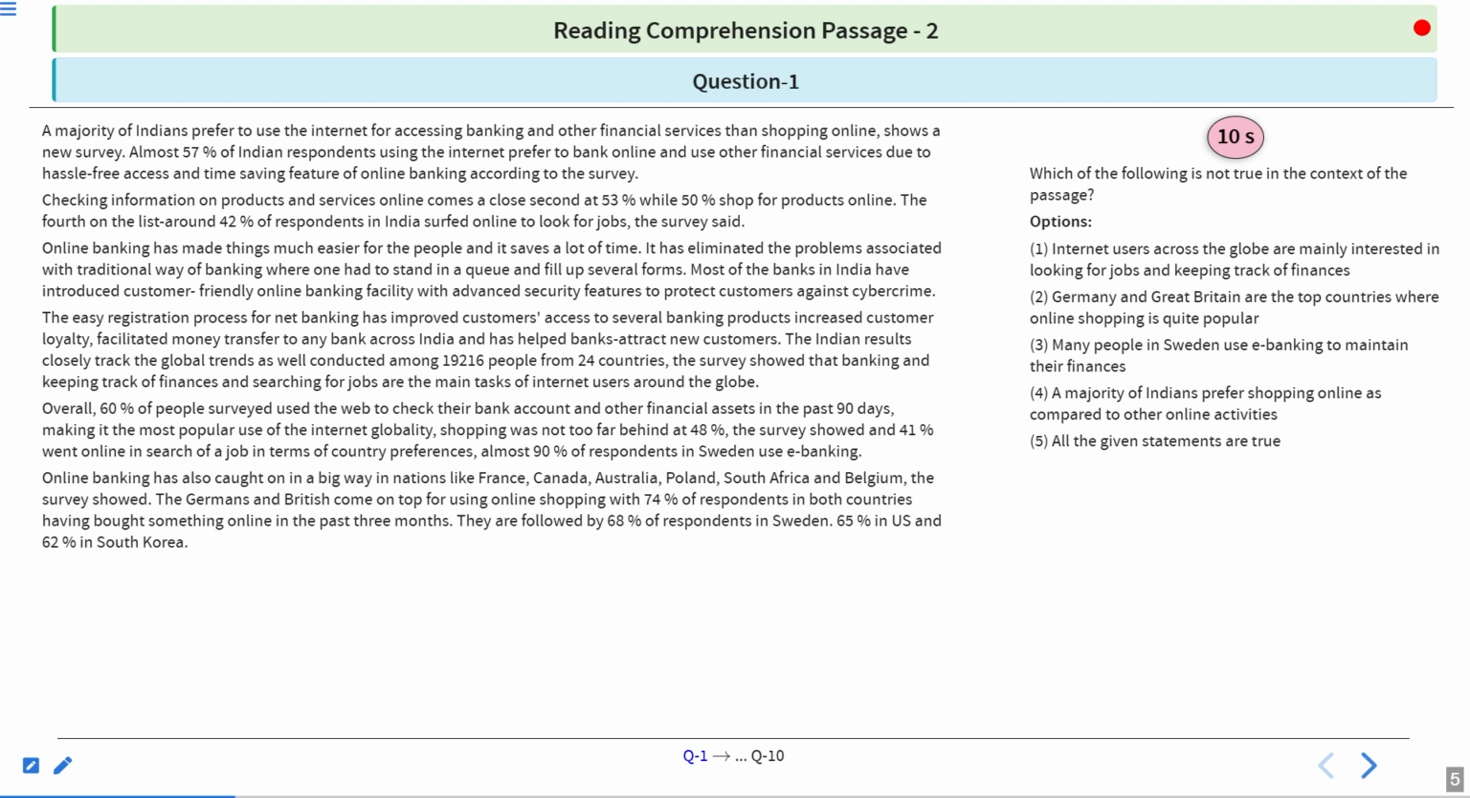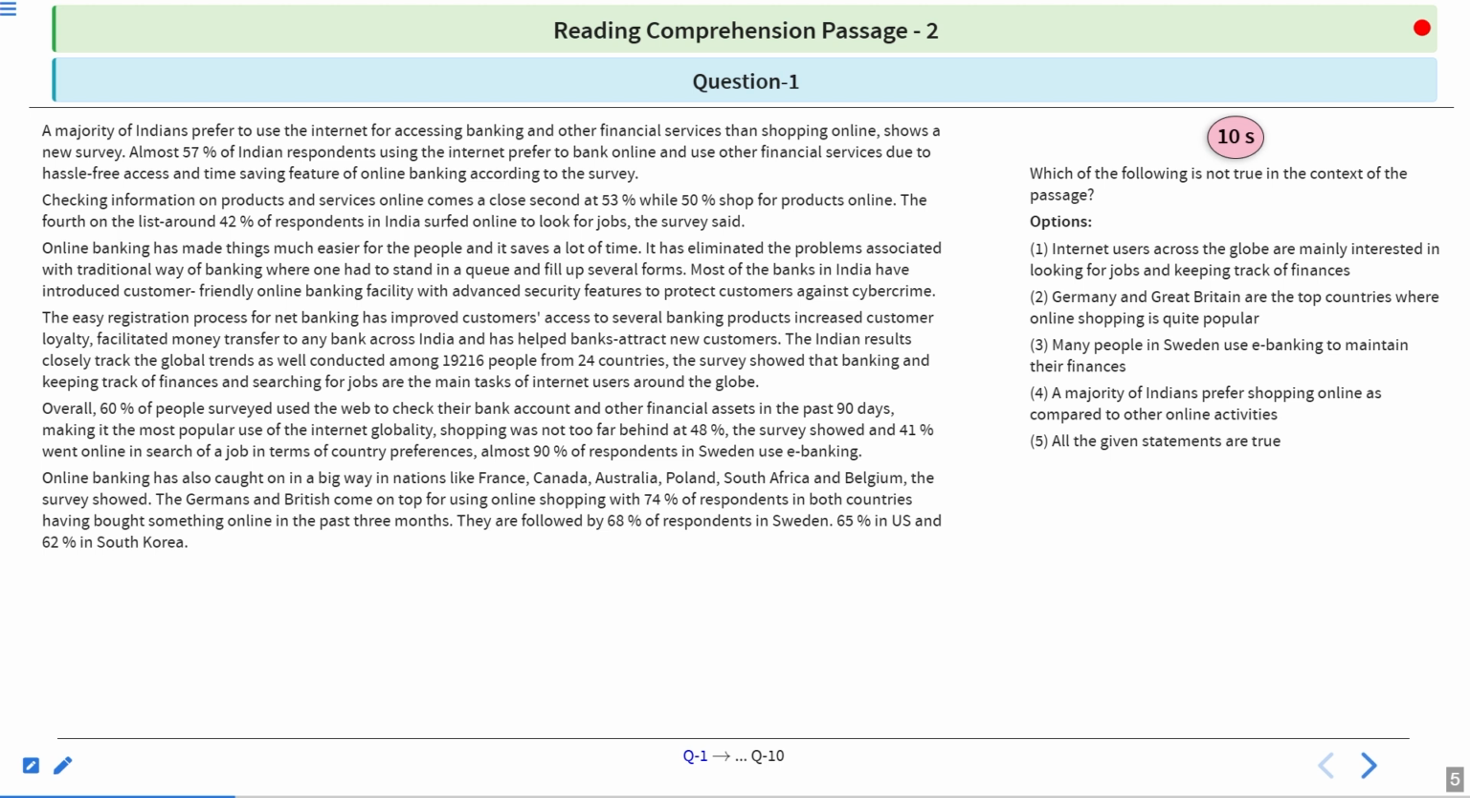The passage is, let's read the passage. A majority of Indians prefer to use the internet for accessing banking and other financial services than shopping online, shows a new survey. Almost 57% of Indian respondents using the internet prefer to bank online and use other financial services due to hassle-free access and the time-saving feature of online banking, according to the survey. Checking information on products and services online comes a close second at 53%, while 50% shop for products online. Fourth on the list, around 42% of respondents in India surf online to look for jobs, the survey said.